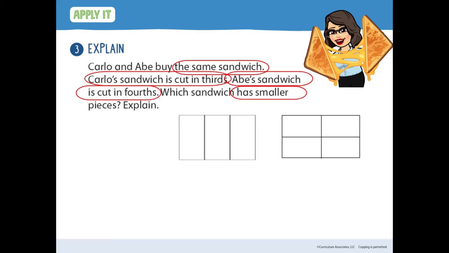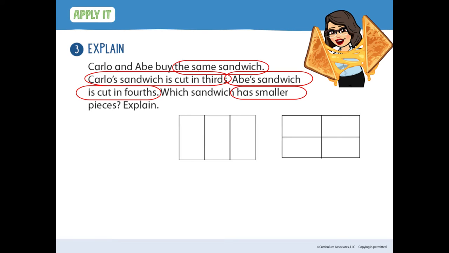So I want you to look at Carlo's sandwich. And I want you to look at Abe's sandwich. Which one has smaller pieces? And you're going to tell me why. So go grab that dog, goldfish, stuffed animal, cat, and explain to them which one has more pieces.